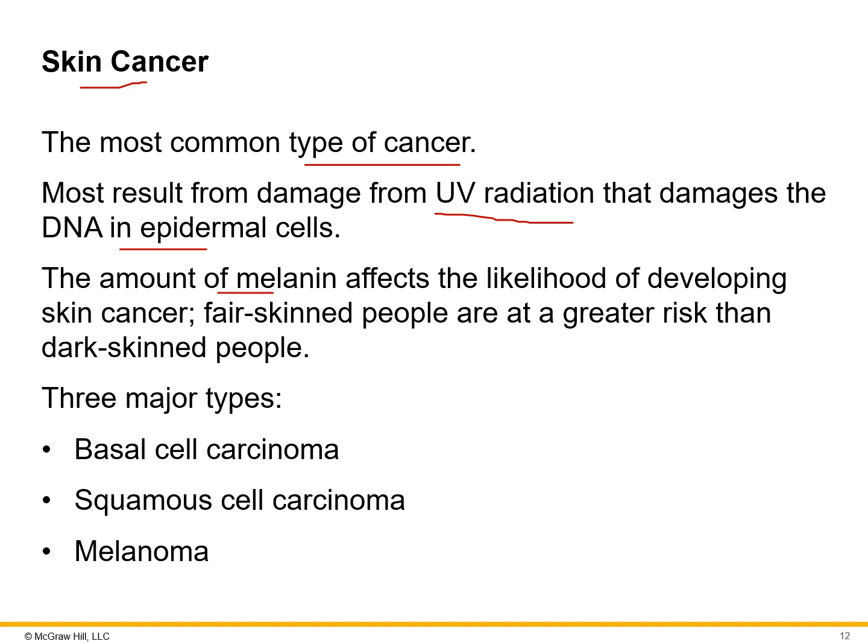The amount of melanin affects the likelihood of developing that. Fair-skinned people are at greater risk than darker skin. The more melanin, it's protective, helps keep the UV radiation from penetrating too far, the more melanin there is in the epidermis. But there are 3 different types of skin cancer: basal cell sarcoma, squamous cell sarcoma, and then melanoma.